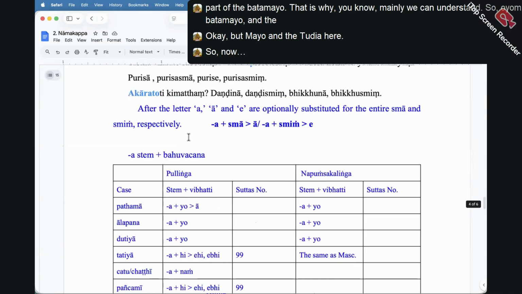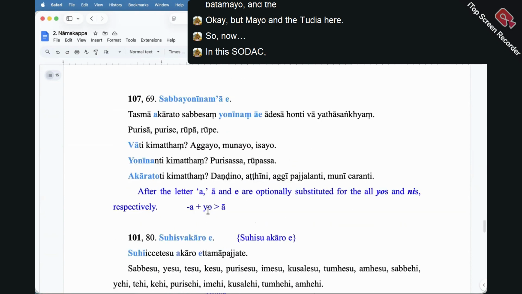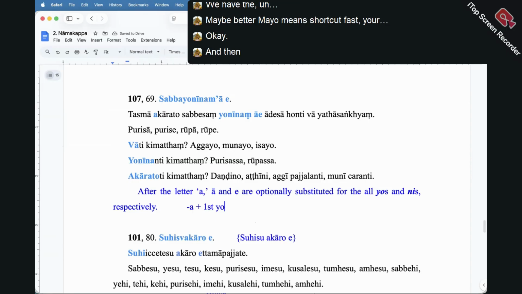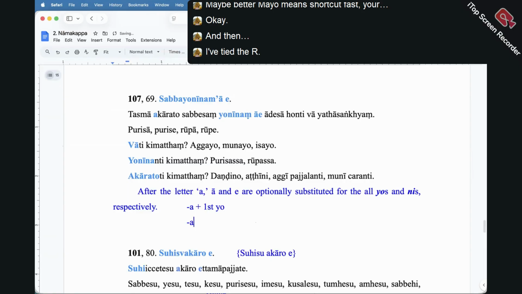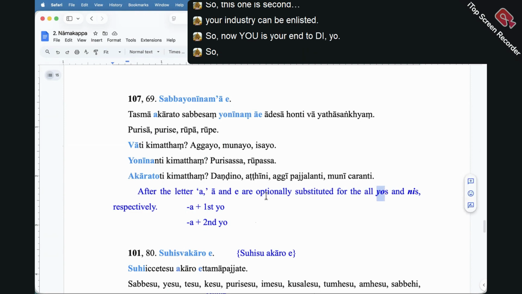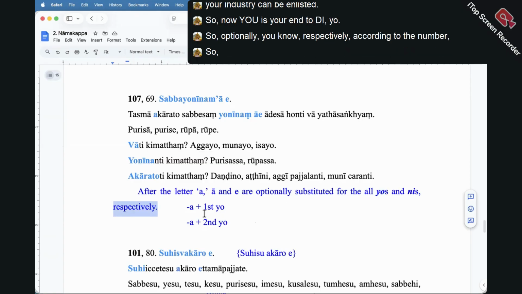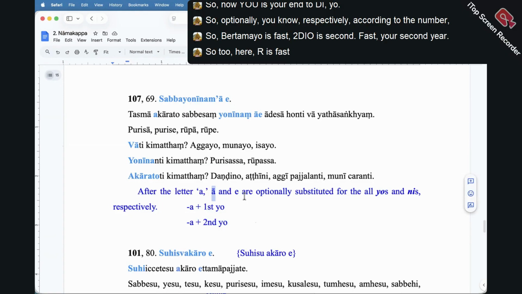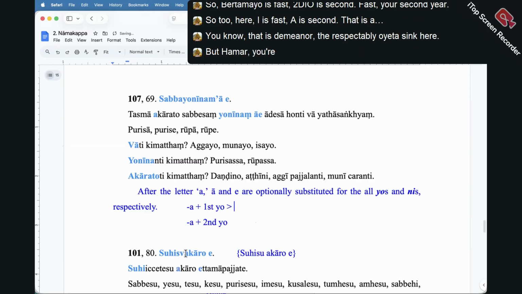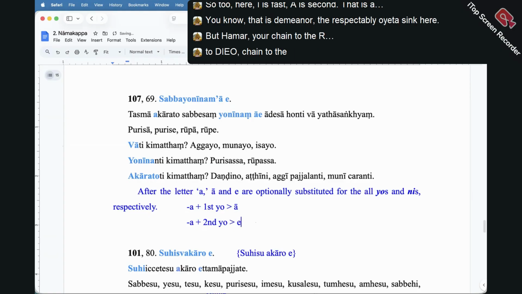So now in this sutta, yo is, maybe Patama yo means the first yo, and then after that this one is the second yo. In this way it can be understood. So yo is Patama yo and Dutiya yo, optionally, respectively, according to the number. Patama yo is first, Dutiya yo is second. So here, R is first, A is second. That is the meaning of respectively, or yatha sankhya. Patama yo changes to the R, Dutiya yo changes to the A.